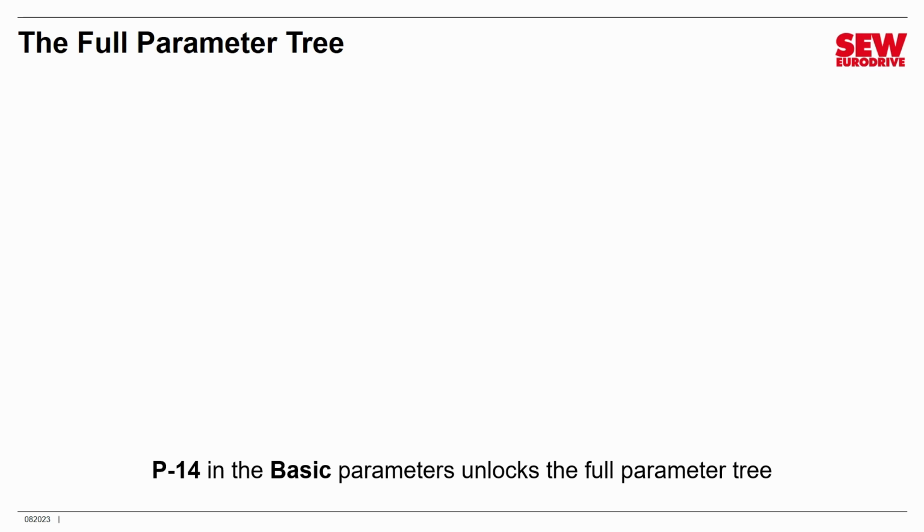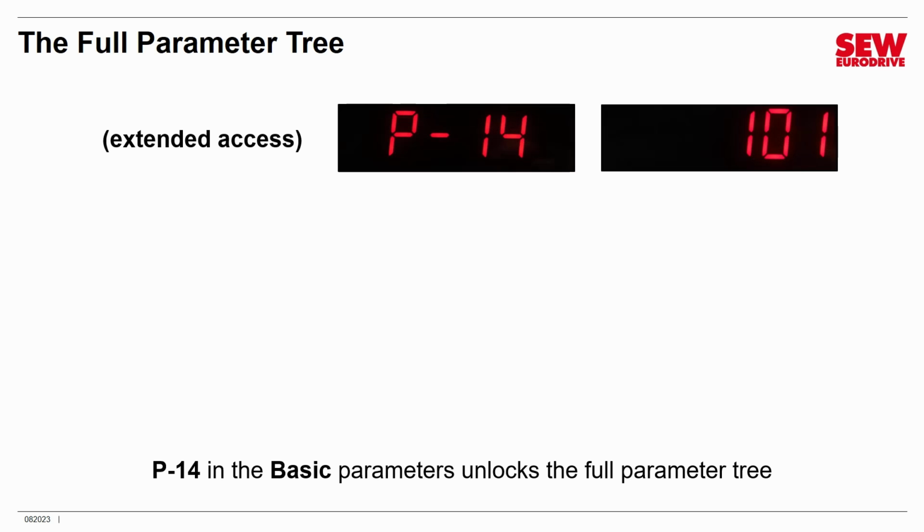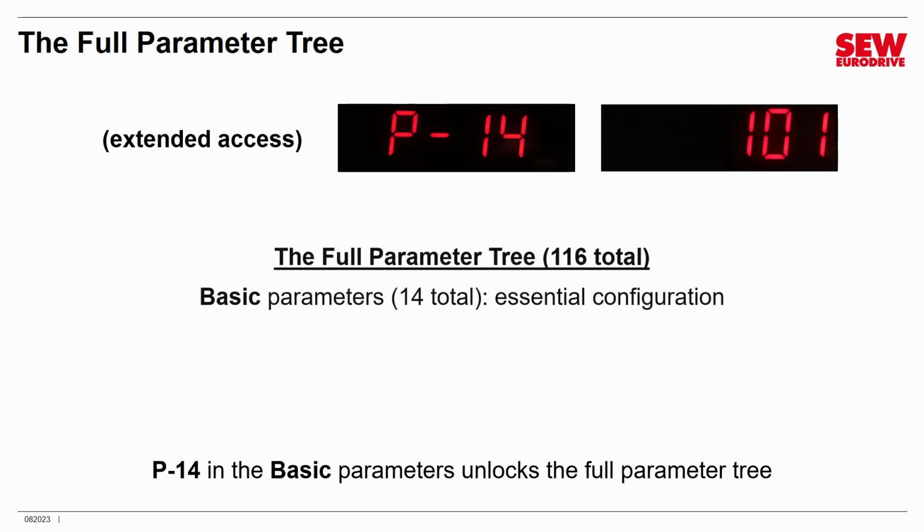We unlock the parameter tree by going to parameter 14 in the basic parameters, and we change it from its default value to 101, which is kind of like a password to unlock the extended parameters. We go in there and we edit that parameter in the basic list, and as soon as we do that, a whole bunch of additional parameters will become accessible. You can now go past parameter 14 to 15 and on and on and on. So here's what the full parameter tree looks like.